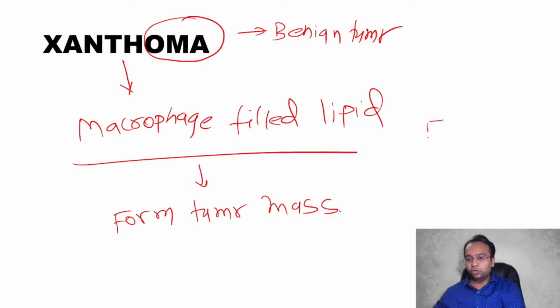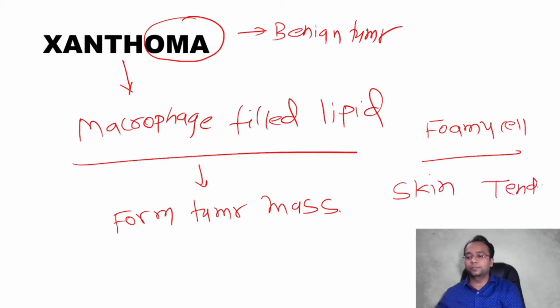This macrophage in the xanthoma is known by the name foamy cell, and it commonly gets accumulated in the skin and tendons, right? It involves skin and tendons commonly.